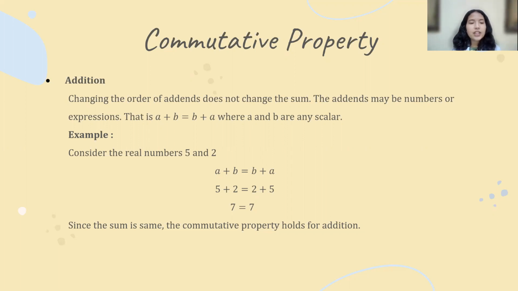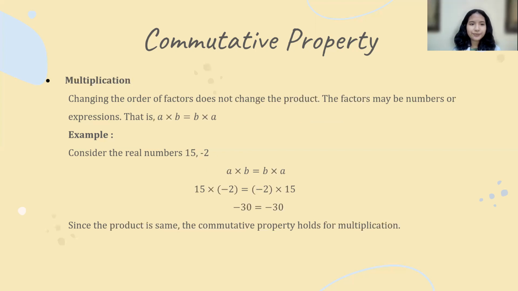For example, consider the real numbers 5 and 2. Then we can substitute that into the formula. A plus B is equal to B plus A. 5 plus 2 is equal to 2 plus 5, and then the result is 7 is equal to 7. We can conclude that since the sum is the same, the commutative property holds for addition.